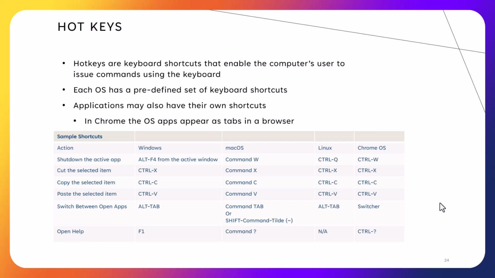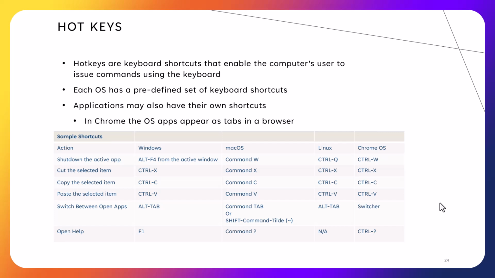Hotkeys. Hotkeys are keyboard shortcuts that enable a user to issue commands using the keyboard. So you don't have to necessarily use your mouse for everything. Applications may also have their own shortcuts. In the Chrome operating system, keep in mind applications are tabs in a browser, or at least that's the way they appear. So here are some sample shortcuts.